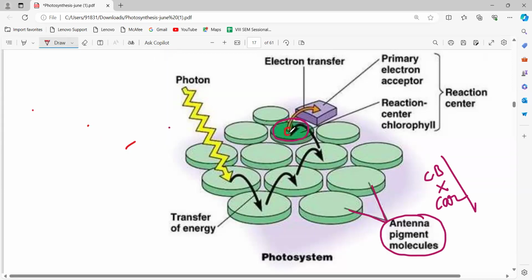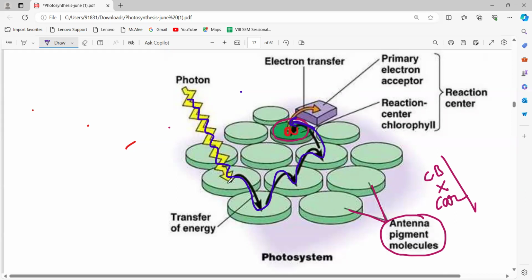What I told all of you, the reaction center is mostly made up of chlorophyll A only. So look into this. Now, all the antenna pigments absorb the light. Now it is passing from one antenna pigment to another antenna pigment. Finally, where are they passing the energy? Finally, they are passing the energy to the reaction center.